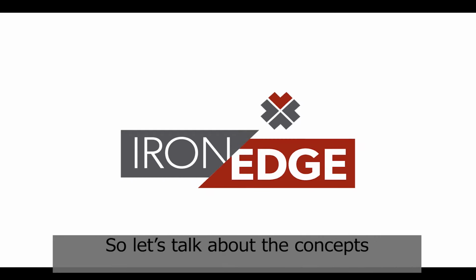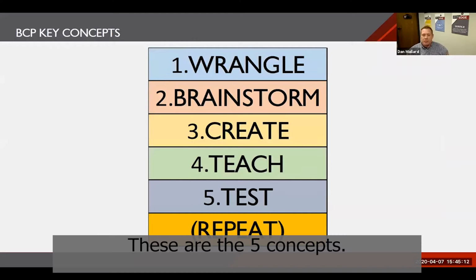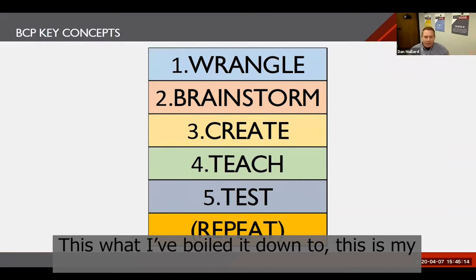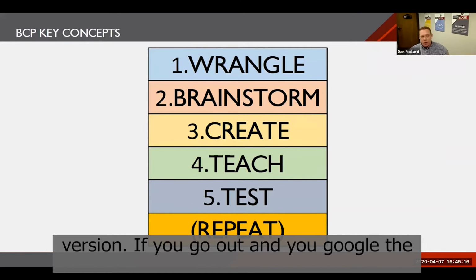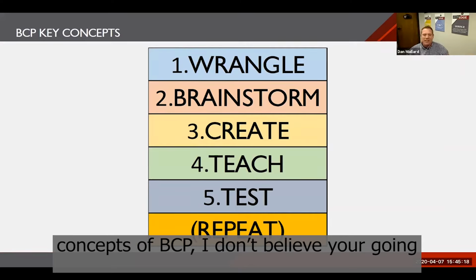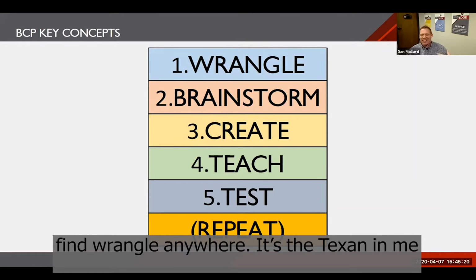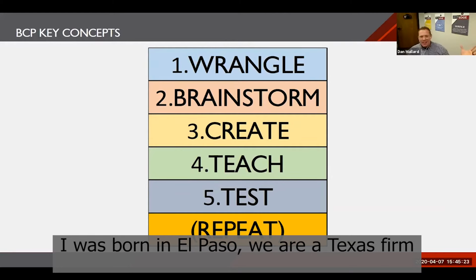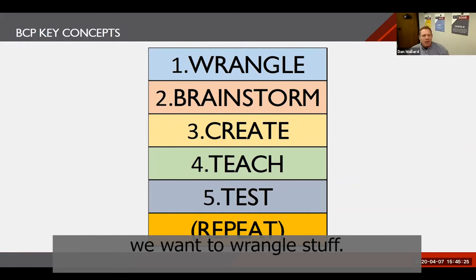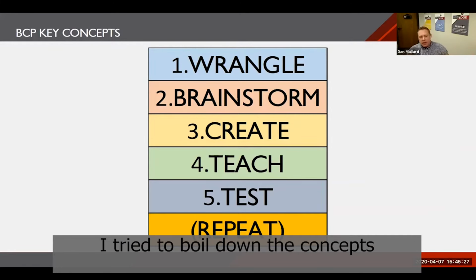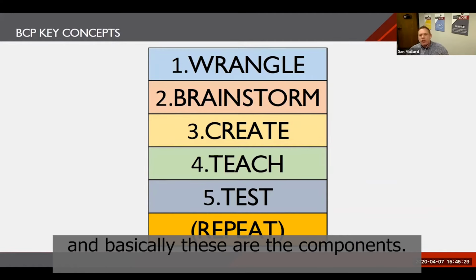So let's talk about the concepts needed to develop the BCP plan next. These are the 5 concepts. This is what I boiled it down to. This is my version. If you go out and Google the concepts of BCP, I don't believe you're going to find "wrangle" anywhere, right? It's the Texan in me. I was born in El Paso, right? We're a Texas firm. We want to wrangle stuff. So what I did, I tried to boil down the concepts and basically these are the components of it.